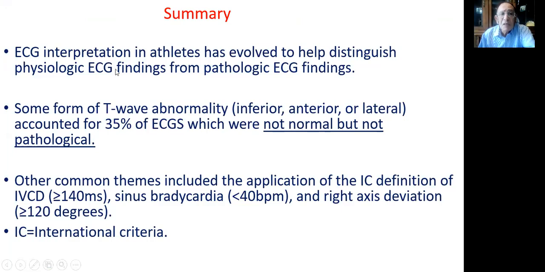So in summary, ECG interpretation in athletes has evolved to help distinguish physiologic findings from pathologic findings. Some form of T-wave abnormality, inferior, anterior, or lateral, accounts for 35% of ECG changes that were not normal but not pathological. This expression is important. When I write a report on ECG, I say not normal, or there are abnormal findings but not pathological. Other common themes include application of the international criteria for duration of QRS more than 140 milliseconds, or severe bradycardia or right axis.